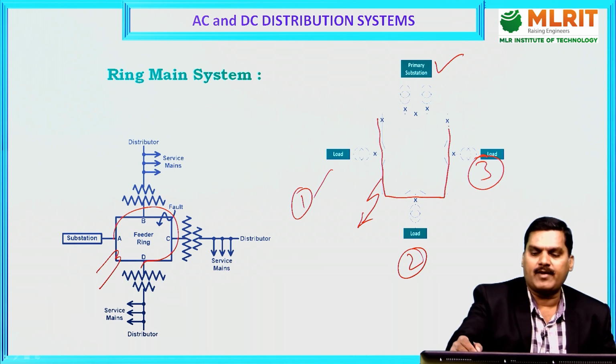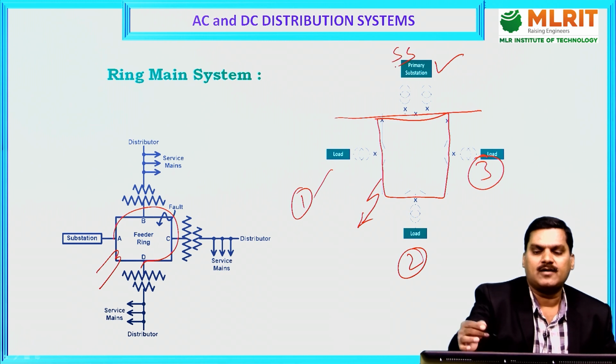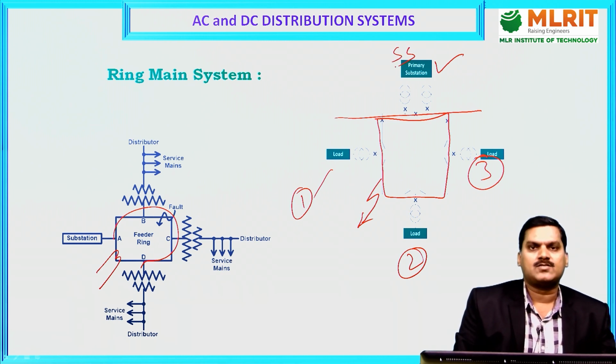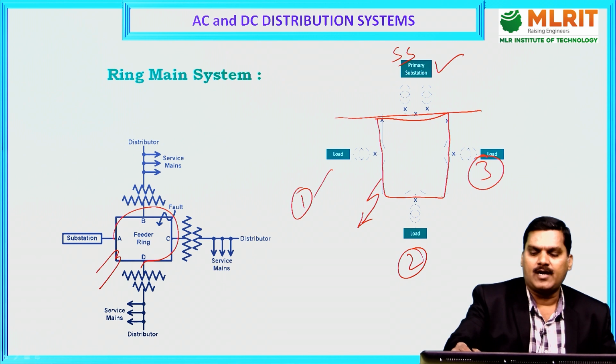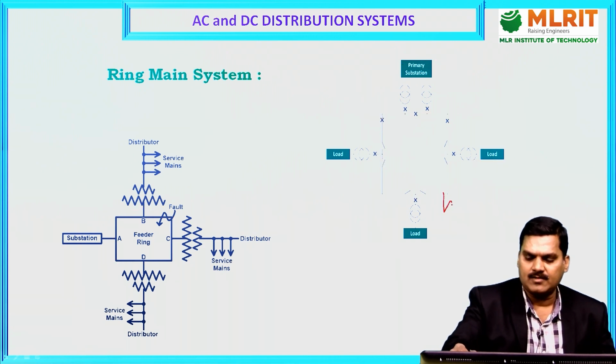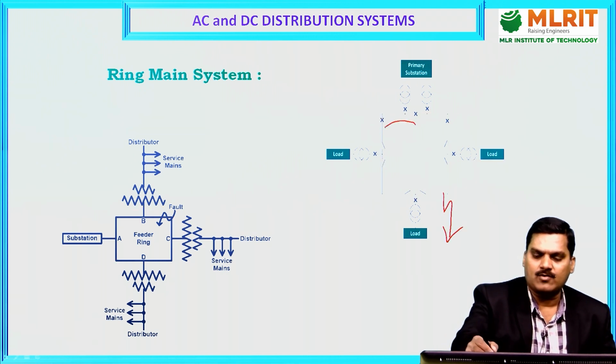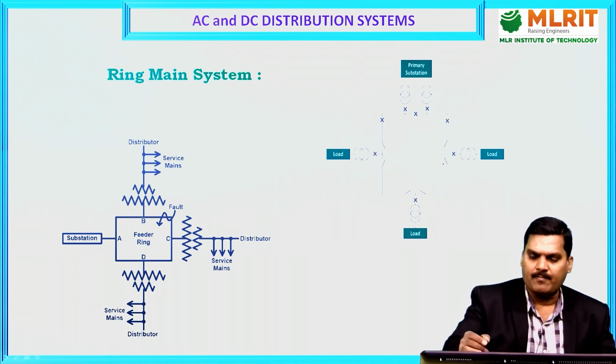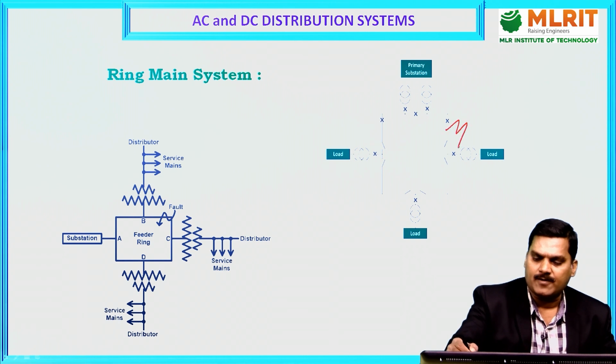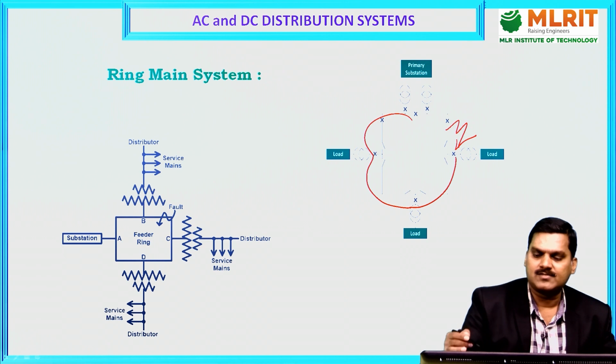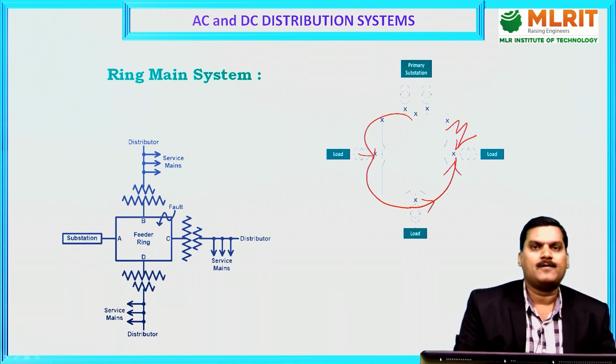So this is the ring main, this is the bus bar, and this is the primary substation. If you have a fault at any stage, if you have a fault in this section, we can send the power to this, like this. Suppose you have a problem in this section, we can send the power to this, and power to this, like that. So that is how the ring main system works.